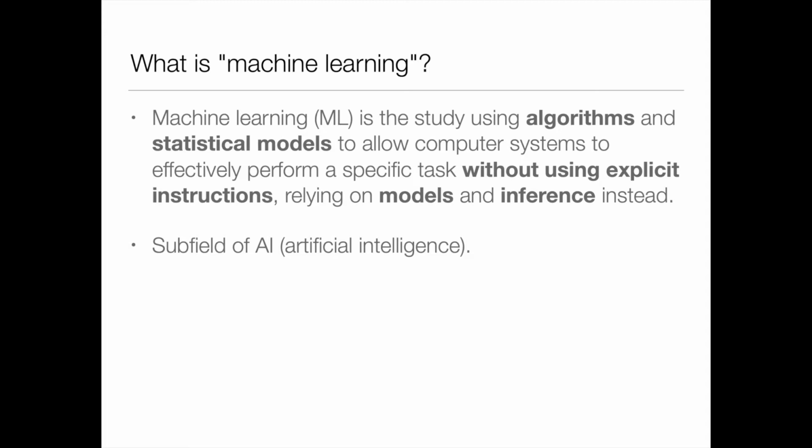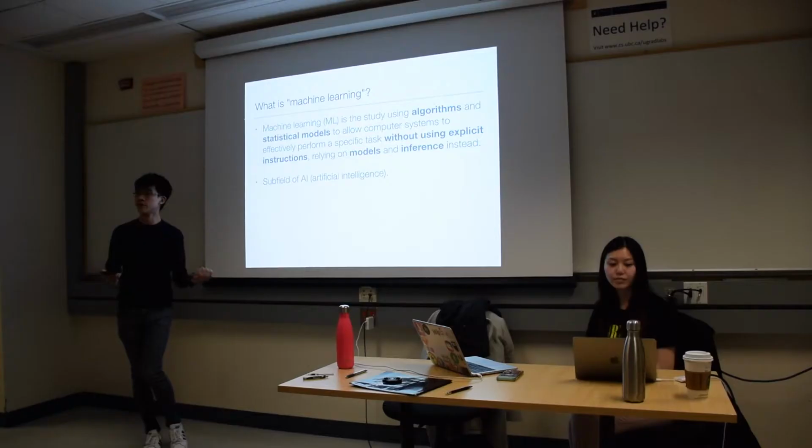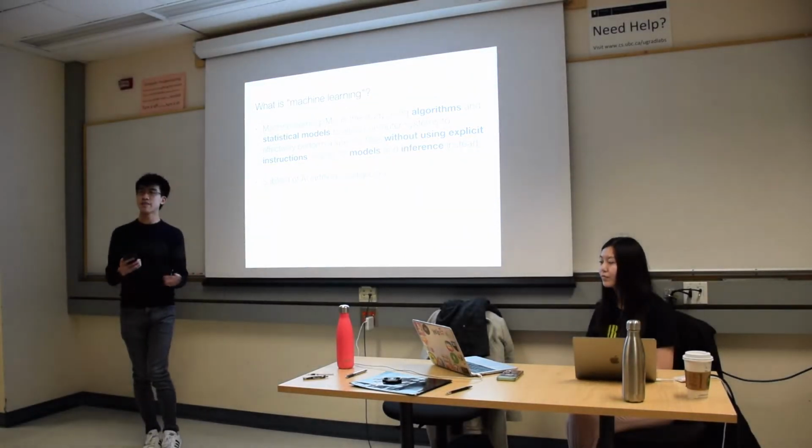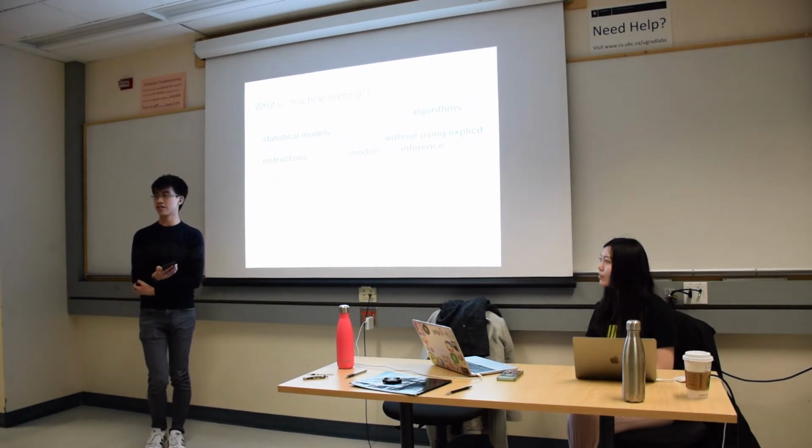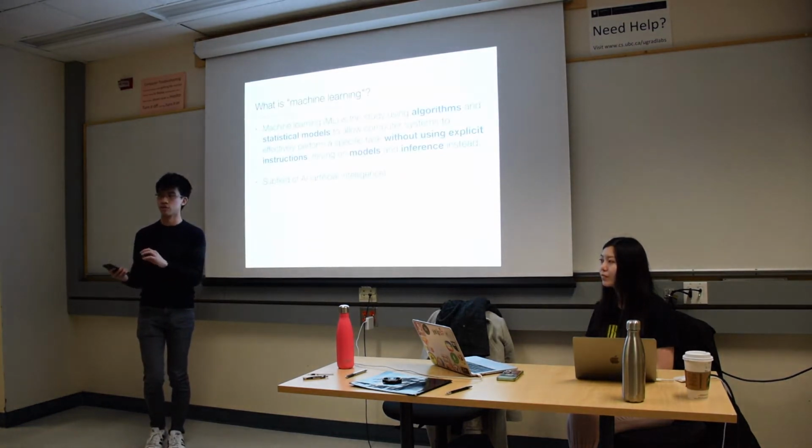This is slightly changed from the Wikipedia description. ML is the study of using algorithms and statistical models to allow computer systems to perform a specific task without explicit instructions, relying on models and inference instead. So what does that mean? Basically, in the past, traditional AI systems were based on hard-coded rules, right?